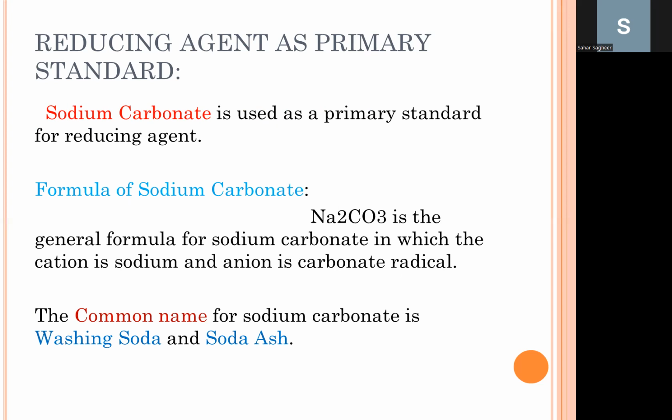So moving on to the formula of sodium carbonate. Na2CO3 is the general formula for sodium carbonate, in which the cation is sodium and the anion is the carbonate radical. The common names for sodium carbonate are washing soda and soda ash.